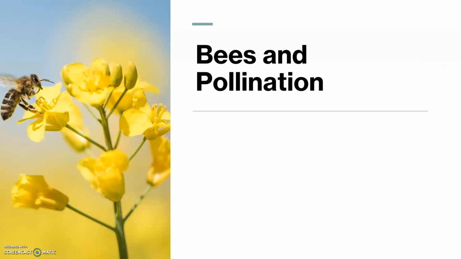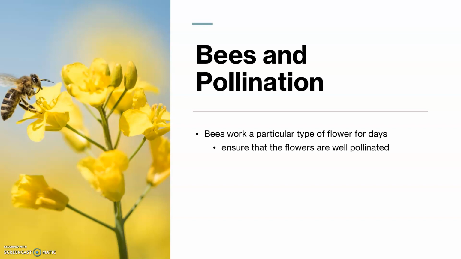Bees are particularly adept at pollination. This is because bees will work a particular type of flower per day, for days. They like to work one type of flower until they've gotten all of the food they can. This ensures that the flowers are well pollinated, and it means that bees are great for the pollination of crops.